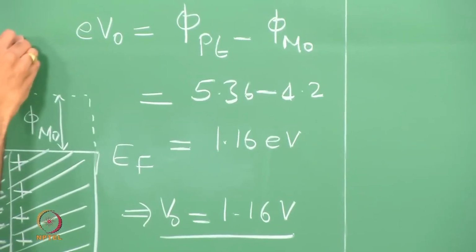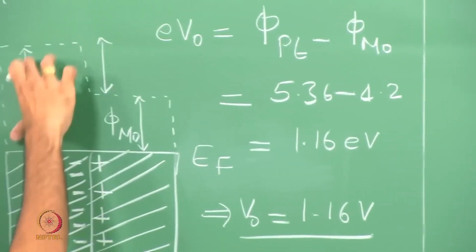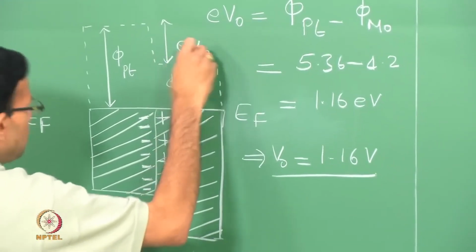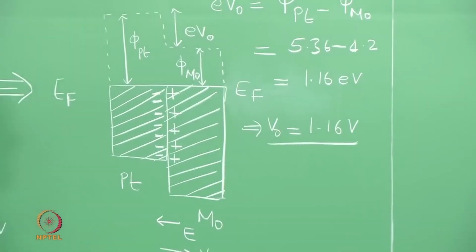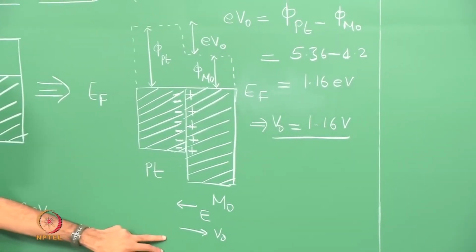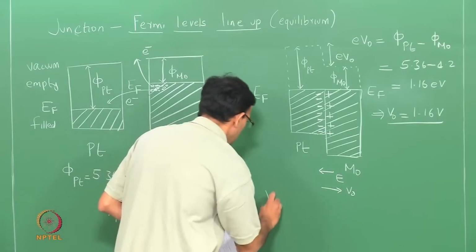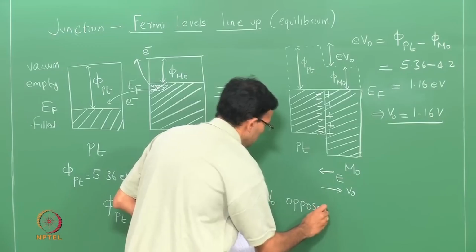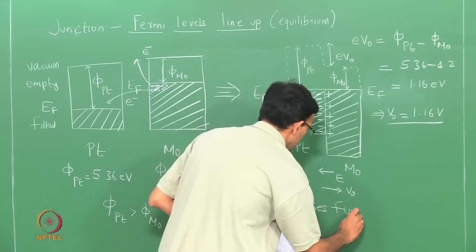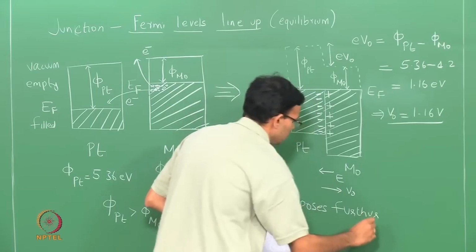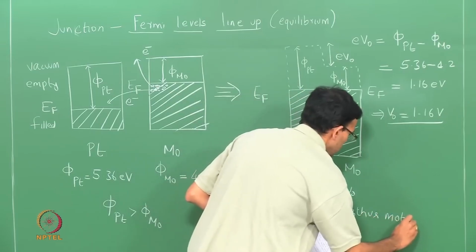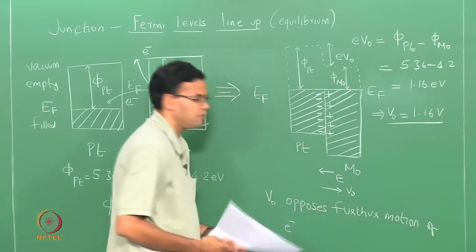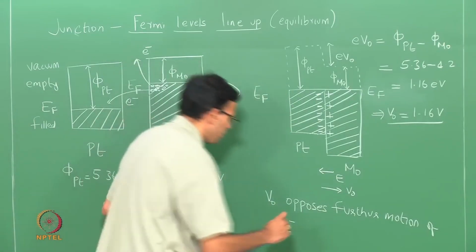So, we can depict the contact potential here, which is the difference between the work functions. So, this represents E V naught. This contact potential here opposes further movement of electrons, so that we have a junction that is in equilibrium.